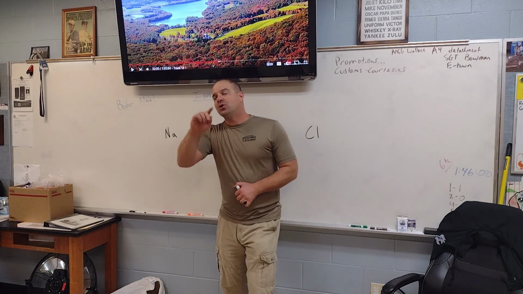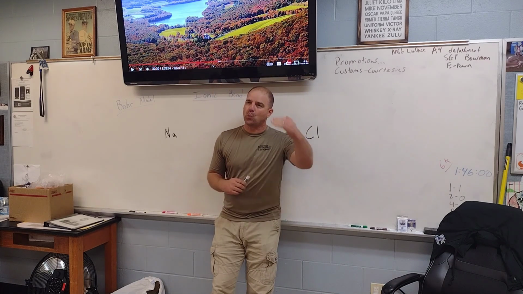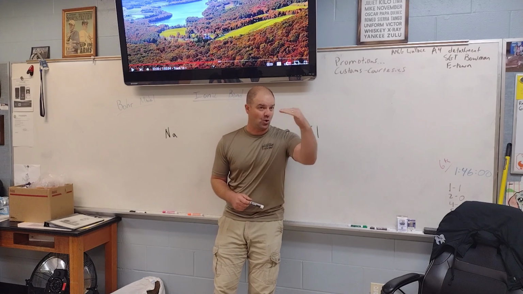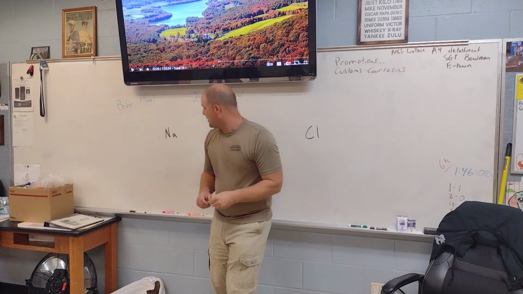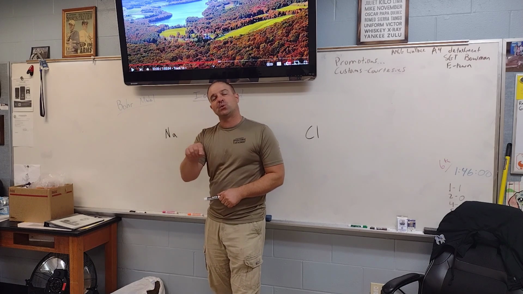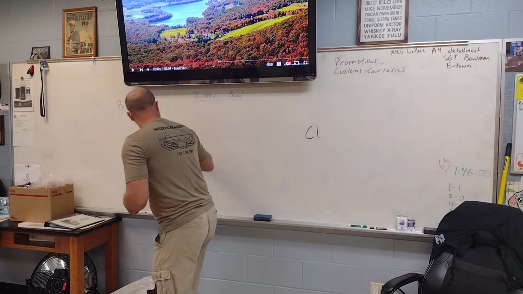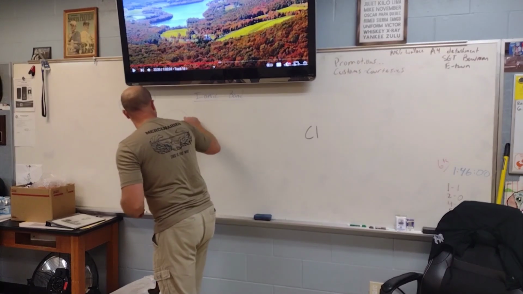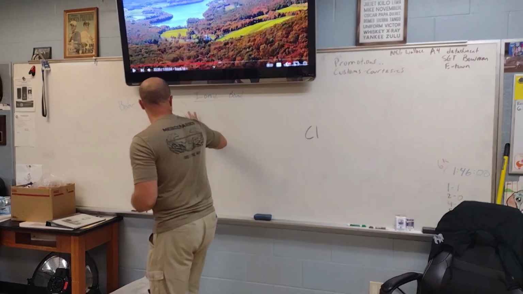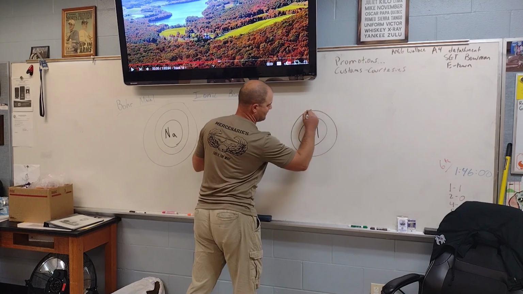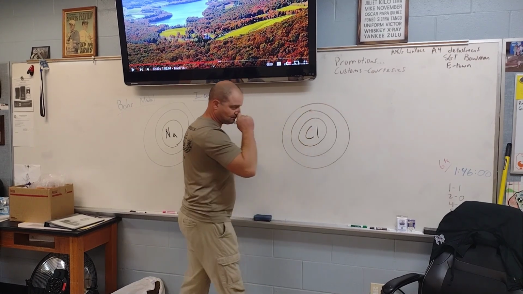Sodium and chlorine are both in which row of the periodic table? The third. Which means they're going to have 3 energy levels for their orbitals or their rings. 1, 2, 3.